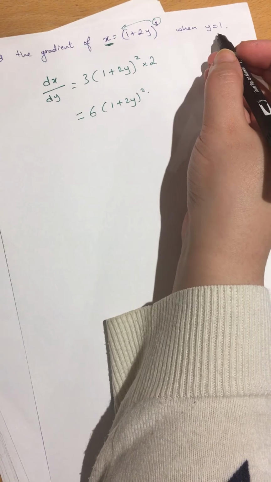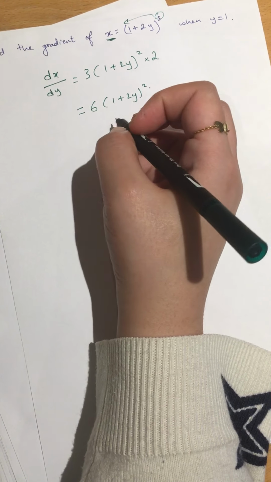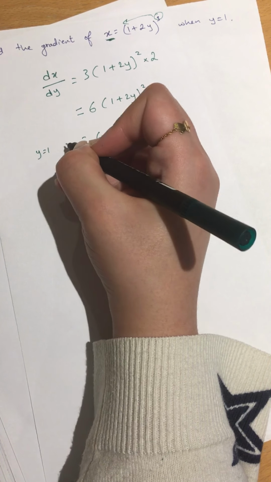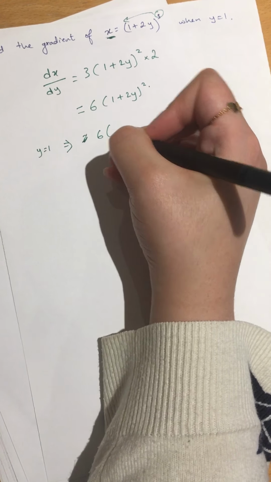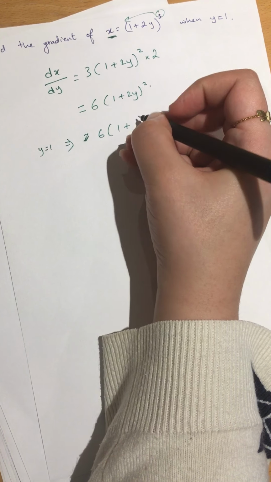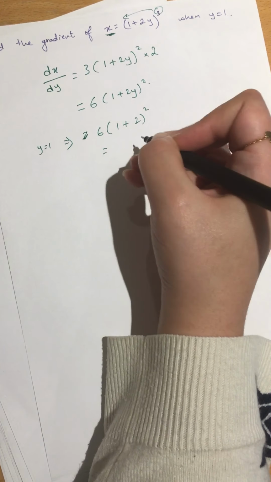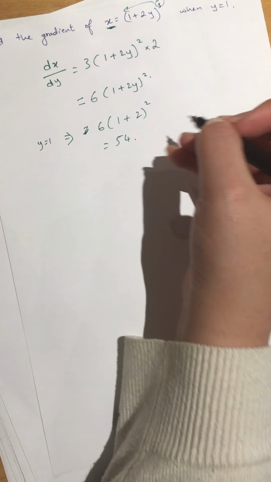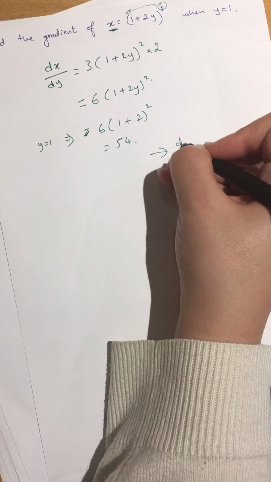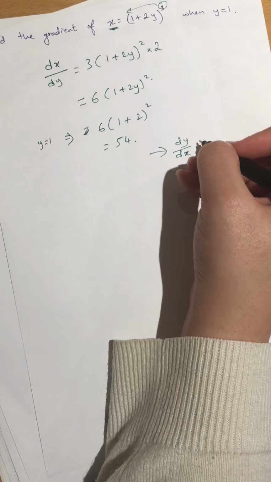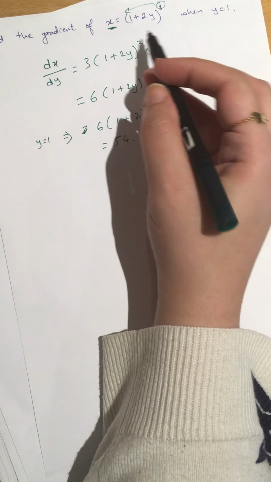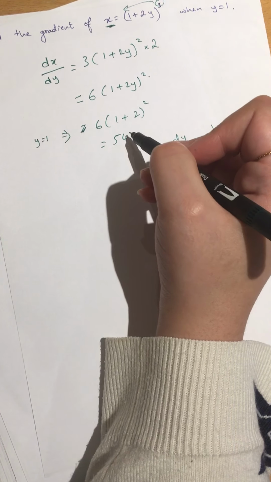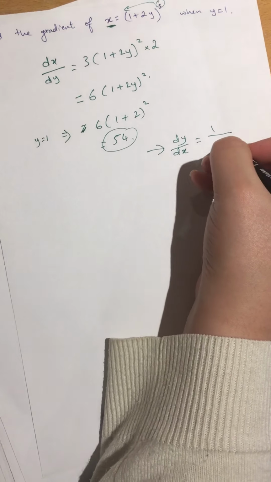And then you substitute y as 1. So you'll get 6 into 1 plus 2 squared, which is 54. But to find dy by dx, you want to do 1 over whatever you've got. So 1 over, in this case, it wasn't just your function because you had to put in y as 1. So 1 over 54.